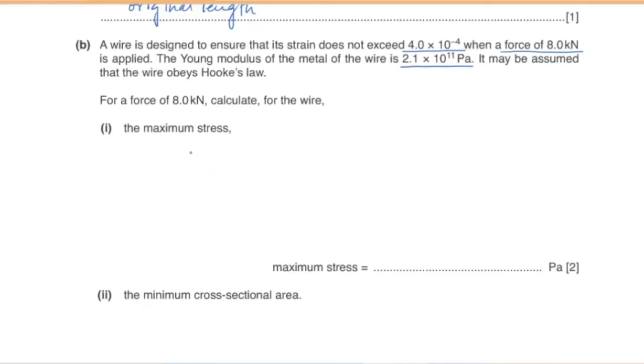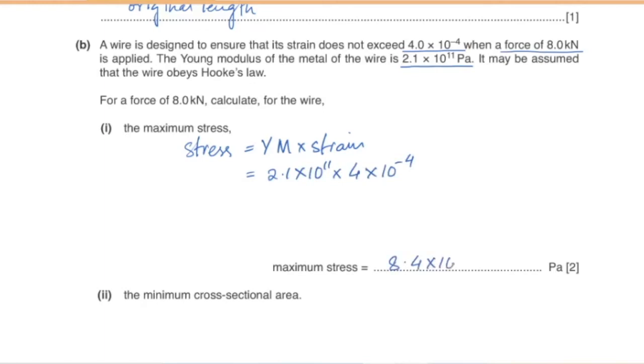So stress is equal to Young modulus multiplied by strain. The Young modulus of this wire is 2.1 into 10 to the power of 11, and the maximum strain is 4 into 10 to the power of negative 4. So the maximum stress is equal to 8.4 into 10 to the power of 7 pascals.